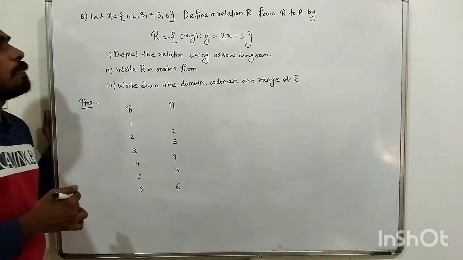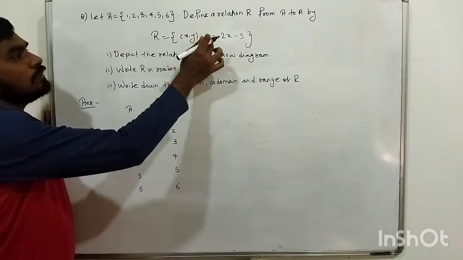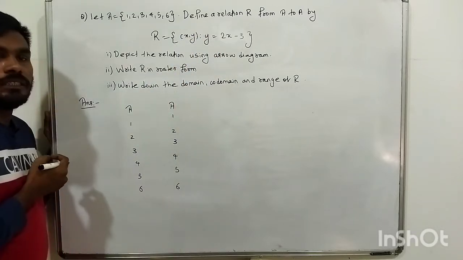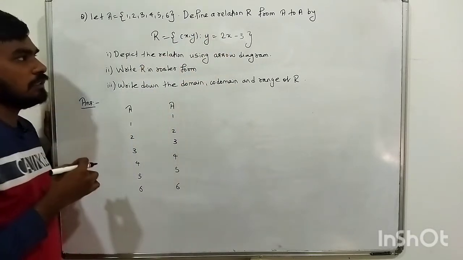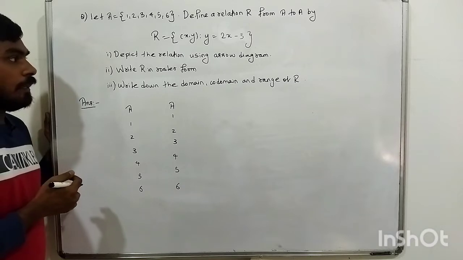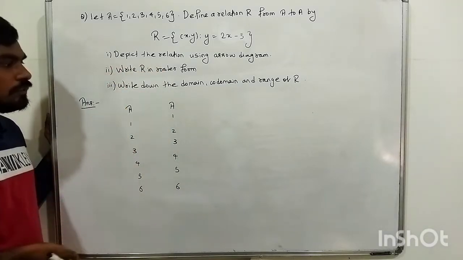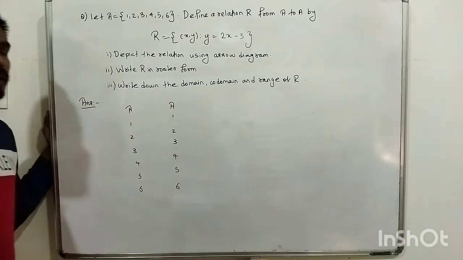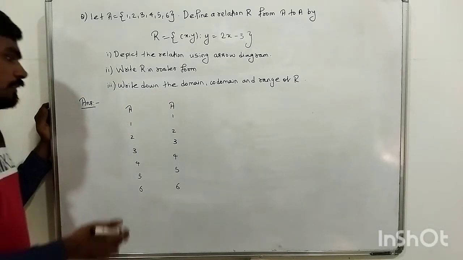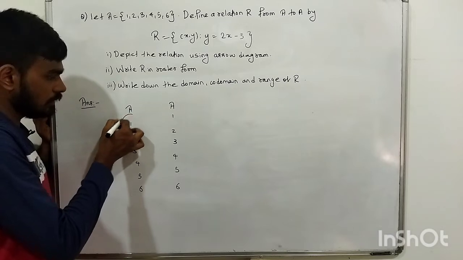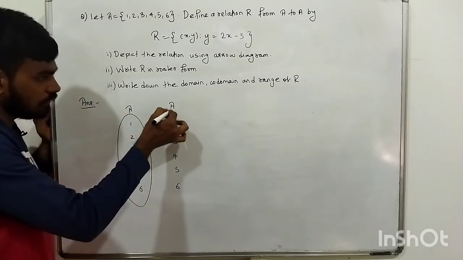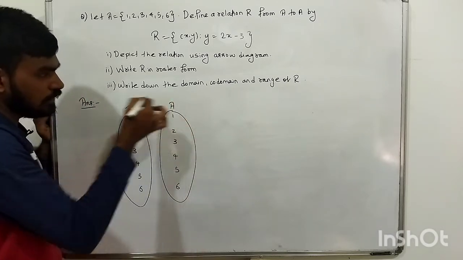Now, it is given by x comma y, such that y is equal to 2x minus 3. So y is 2x minus 3. And you have to show the arrow diagram like this, then you have to write R in roster form and then write domain and range of R and codomain. Codomain is very easy. Just by looking here you can tell which is the codomain. Codomain is this set A. Okay.